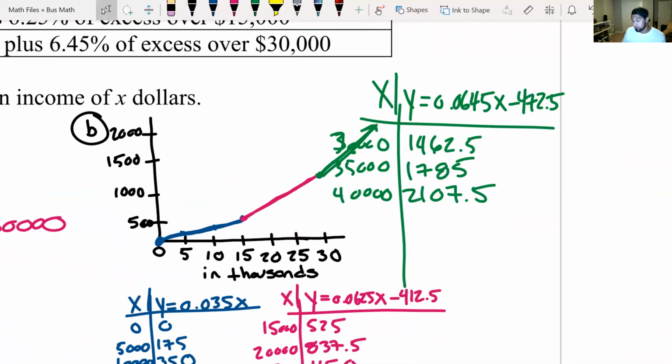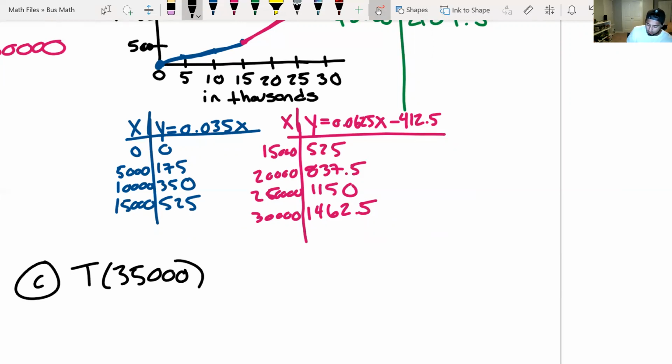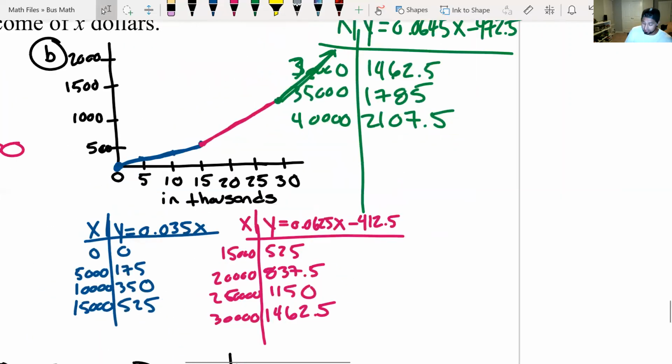But let's write it out properly. We'll say T of, this is C, T of 35,000 will pay $1,785.